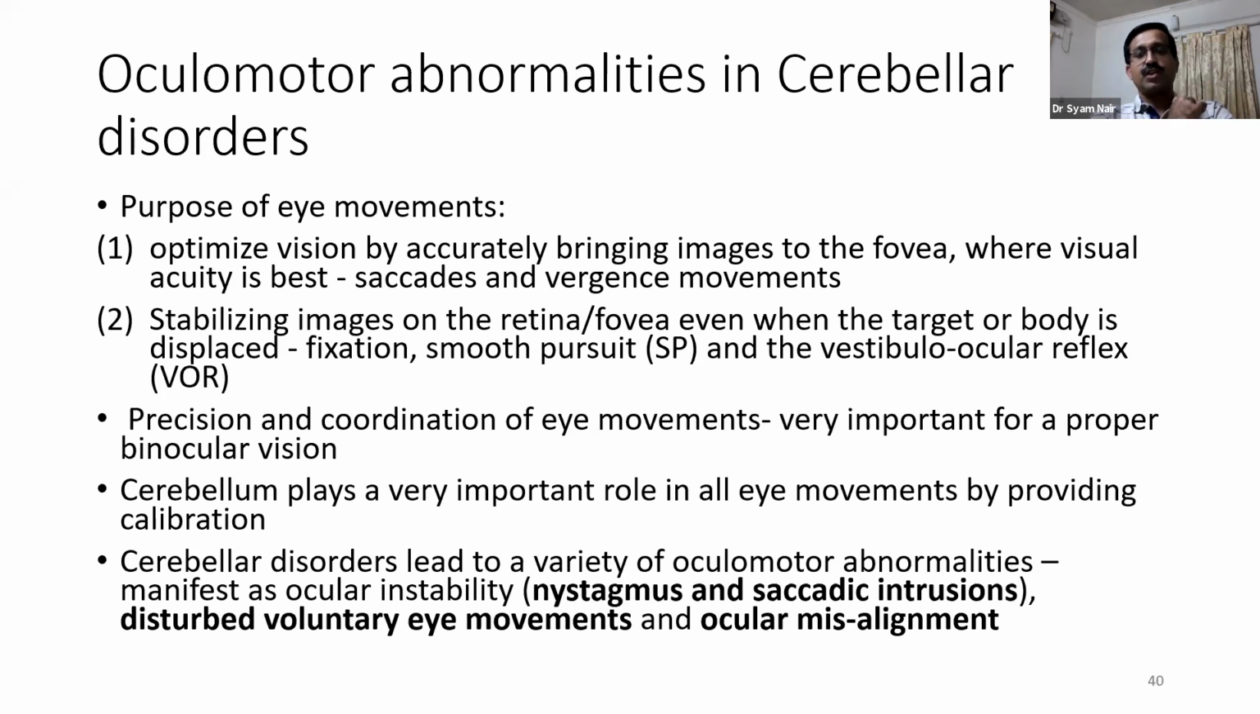So precision and coordination of all sorts of eye movements is very important for proper binocular vision. And the cerebellum plays a very important role in all eye movements by providing calibration, just as it provides calibration to other movements of the limbs. So cerebellar disorders lead to a variety of oculomotor abnormalities. It can manifest as ocular instability in the form of nystagmus and saccadic intrusions, disturbances of voluntary eye movements, or even ocular misalignment, that is skew deviation or esotropia.